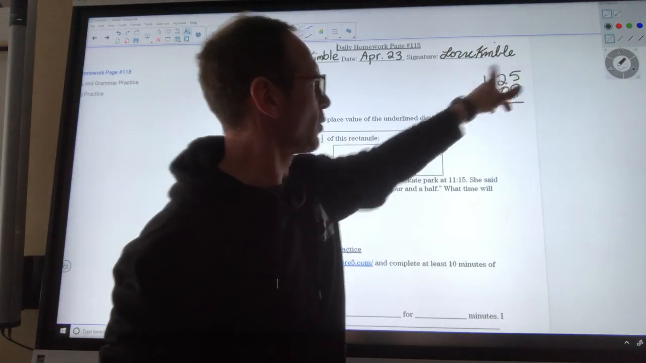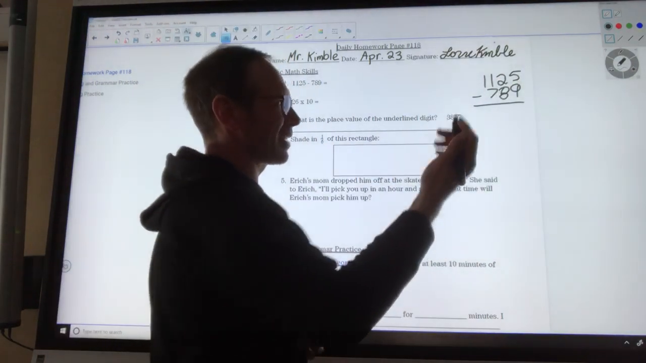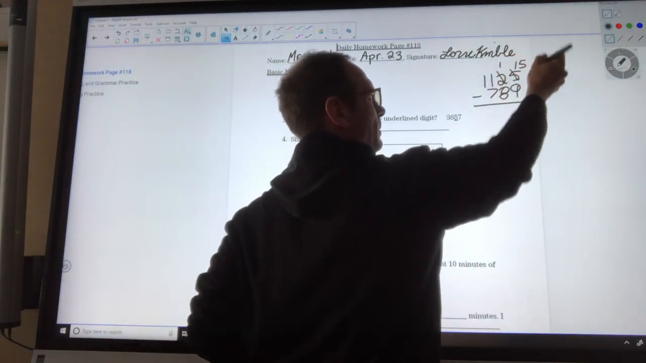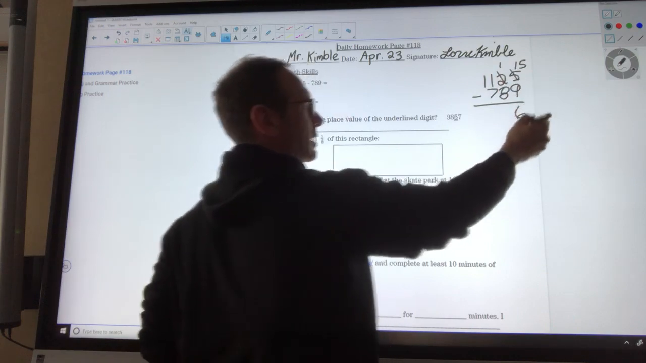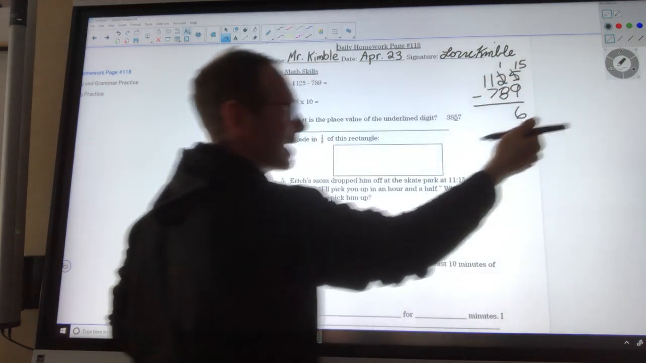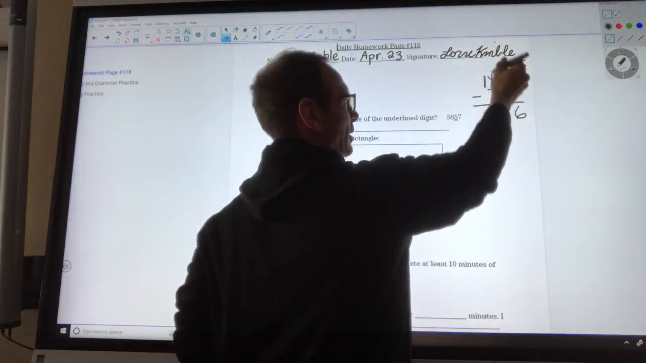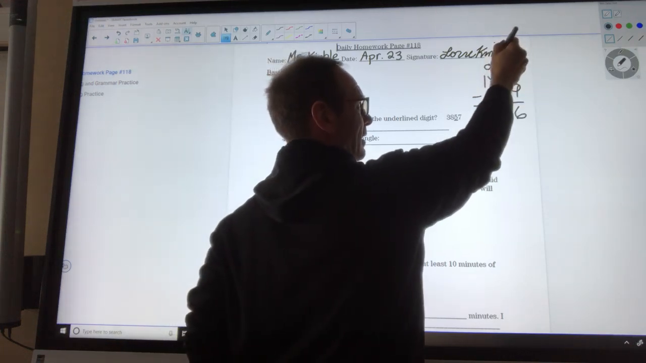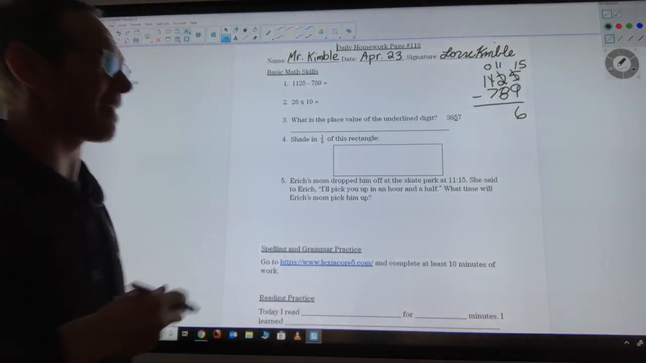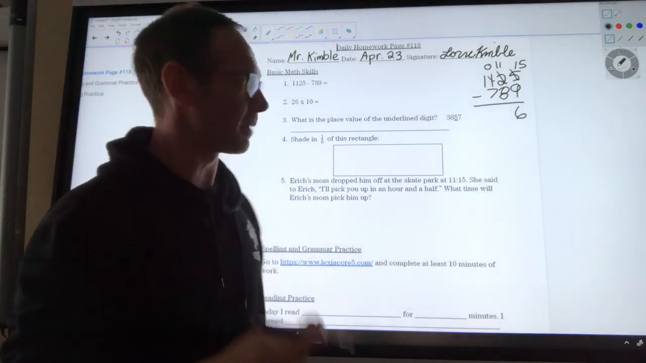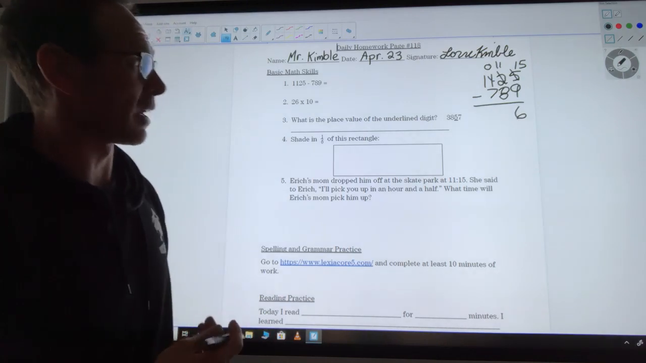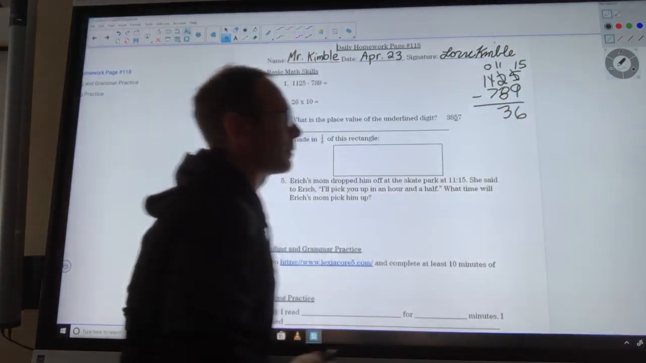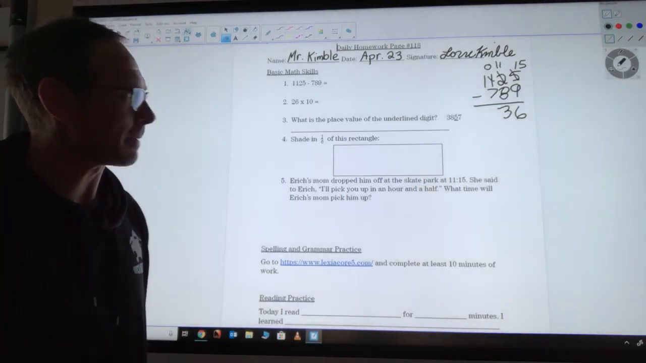Let's start with the ones place. We'll go 5 minus 9. I can't do that without borrowing, so this is going to become a 1, and this can become 15. 15 minus 9 is 6. Now I have 1 minus 8 in the tens place. I can't do that without borrowing, so this is going to become a 0 in the hundreds place. I'm going to take that over here, and I'm going to make that 11 in the tens place, 11 tens, which is 110. 11 minus 8 is 3, so that means 110 minus 80 is 30.